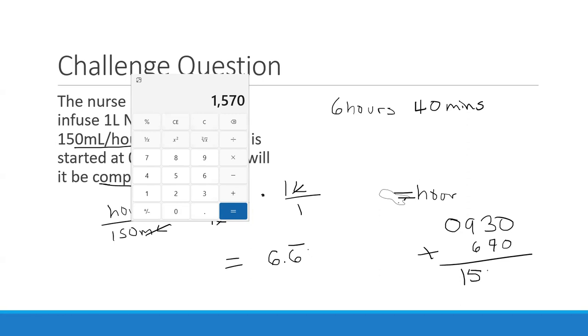How many minutes are in an hour? 60. So that is actually going to be 16. And then what is 70 minus 60, which gives us 10. So 1610. So that infusion is to be completed by 1610.